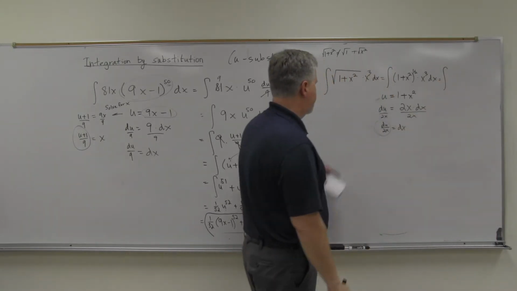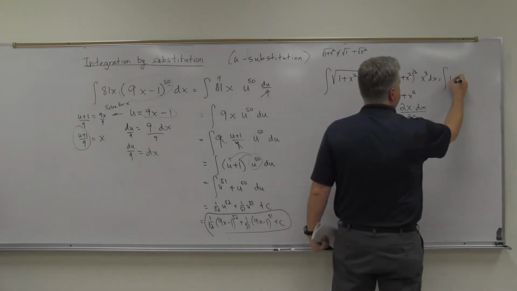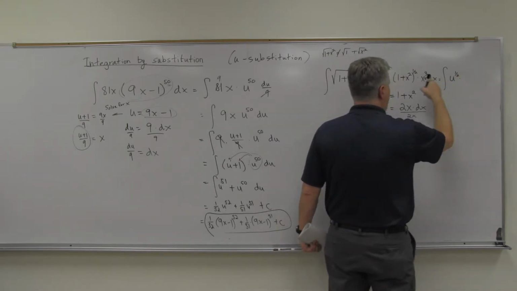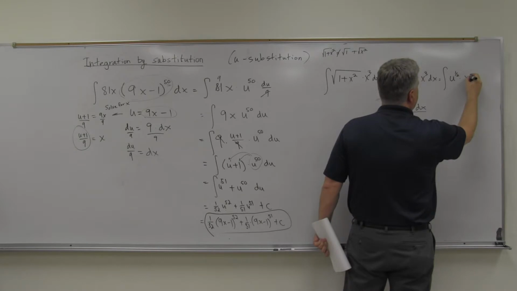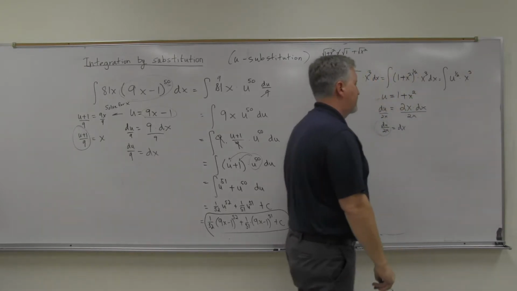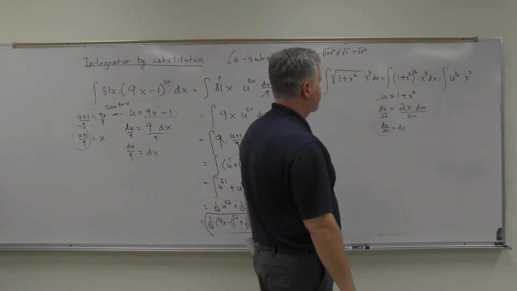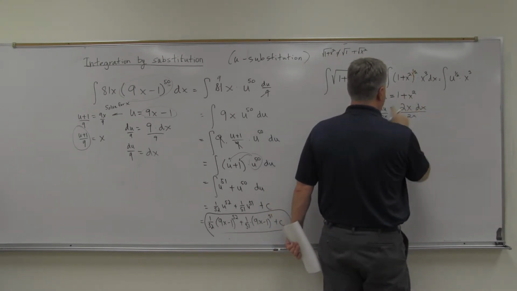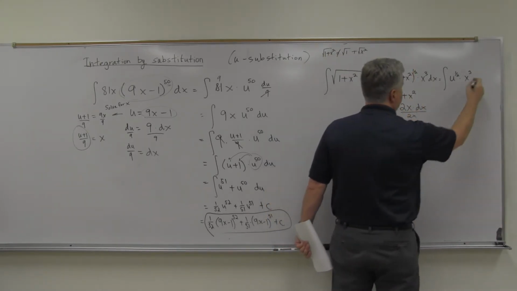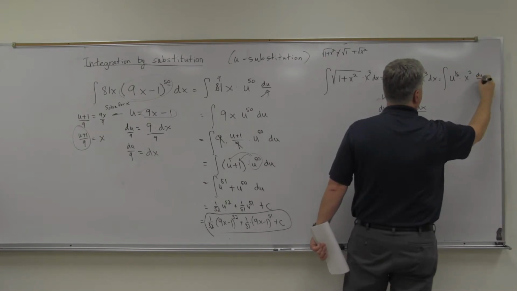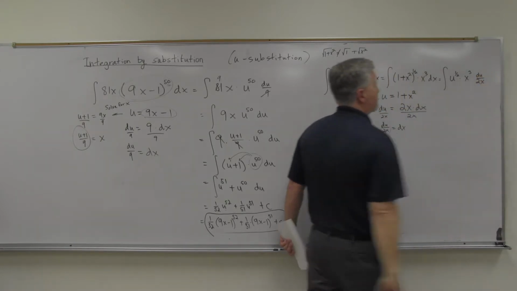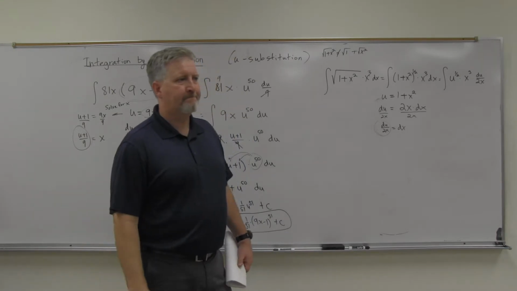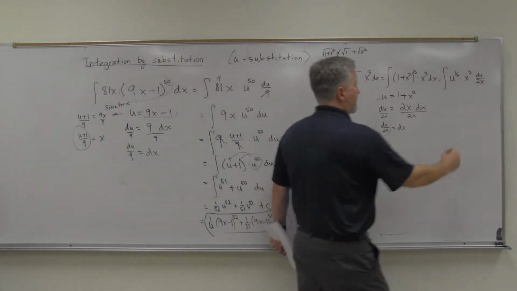So what have I got? I've got u to the 1/2. The x cubed, haven't done anything yet with that. We will. And then dx is du over 2x. Okay? What happens? A little bit of cancellation happens.